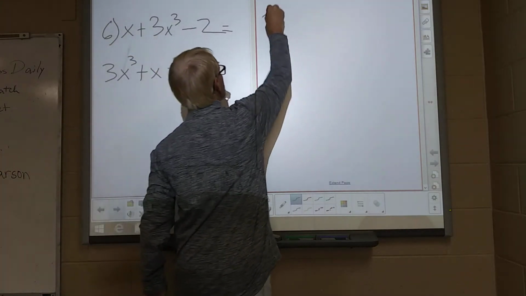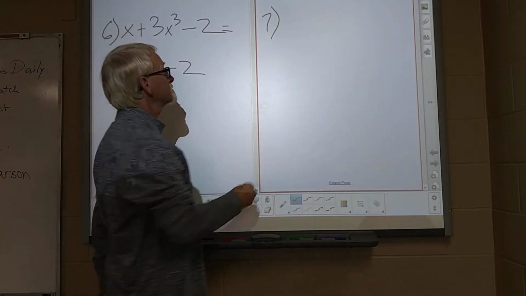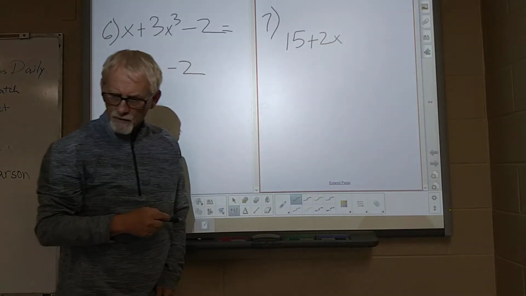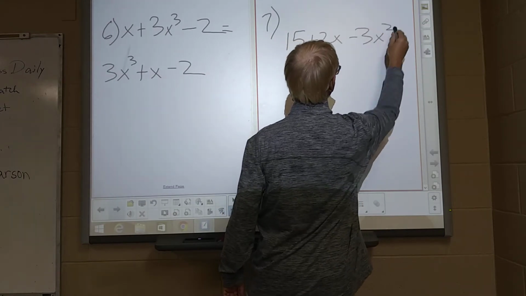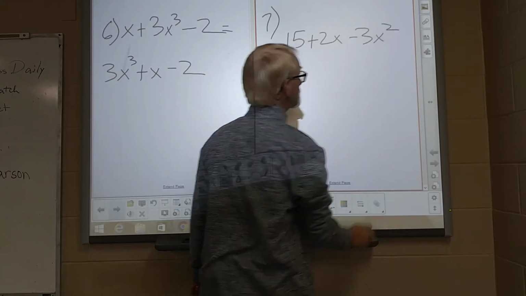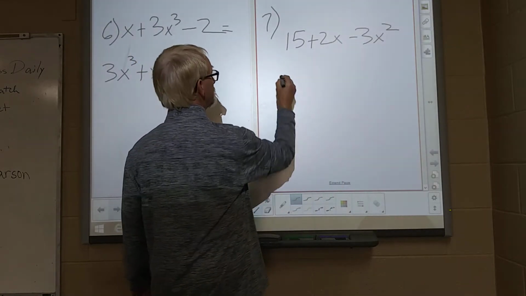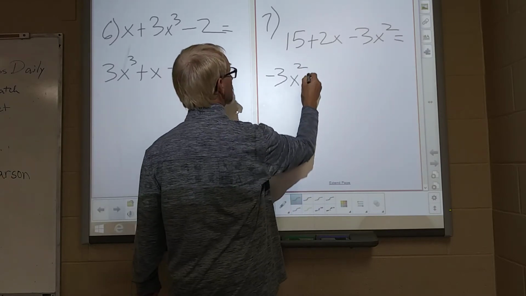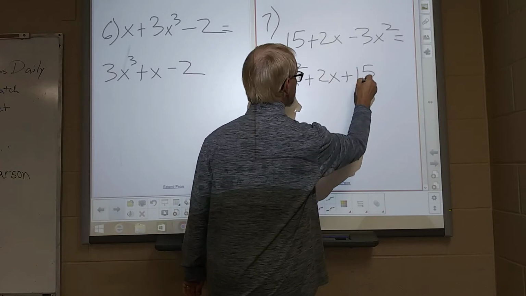Let's do 7. 7 says 15 plus 2x minus 3x squared. Well, the power of 2, the squared, is greater than the 1, and so we would put negative 3x squared plus 2x, and there's a positive, plus 15.